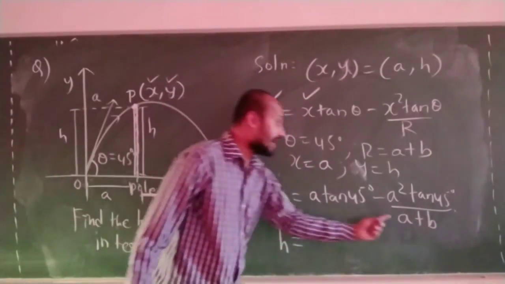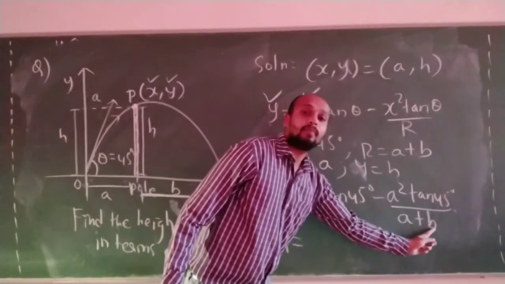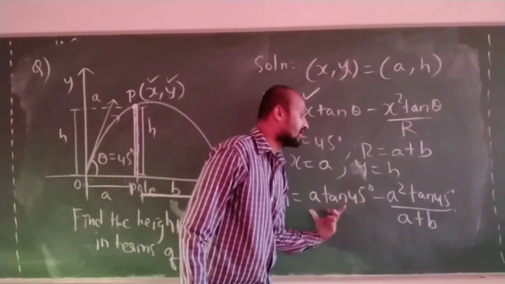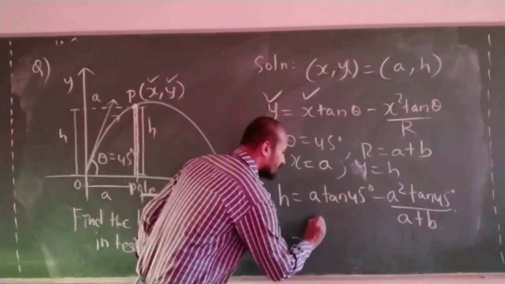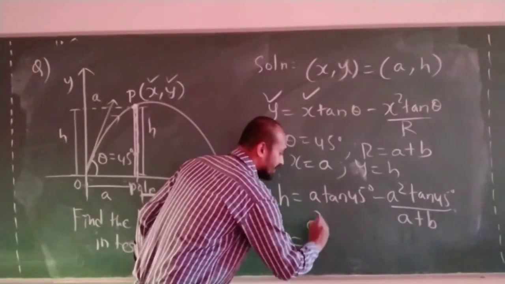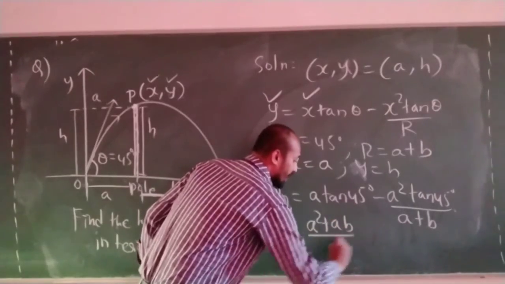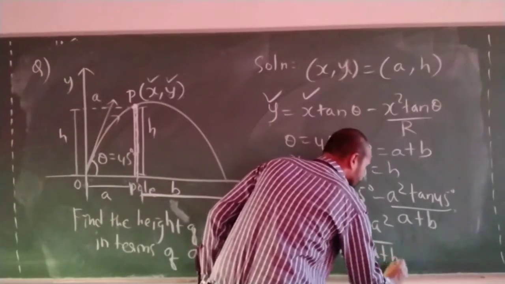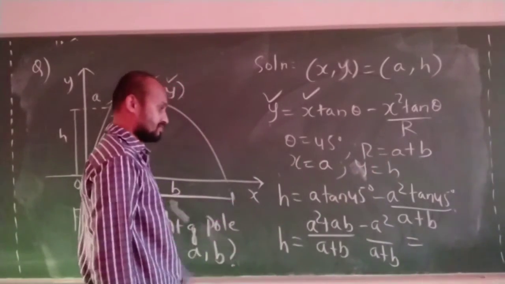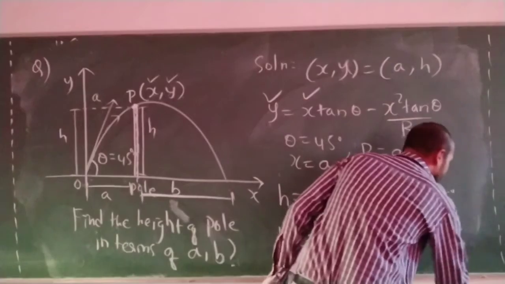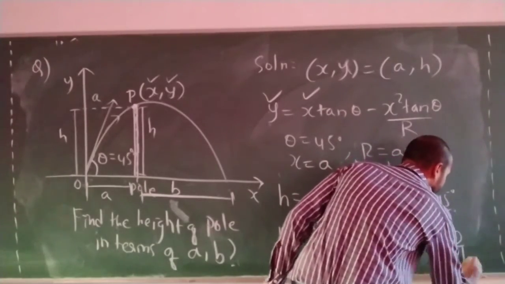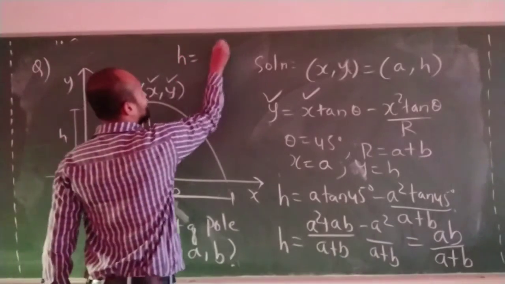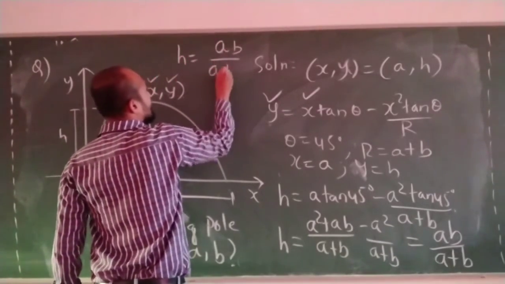a into a plus b will become a square plus a into b, minus a square. a square gets cancelled. This will become, let me write, a square plus ab divided by a plus b minus a square divided by a plus b. This will be equal to how much? This will be equal to ab divided by a plus b. So this is the height. What is the height? Height is ab divided by a plus b.